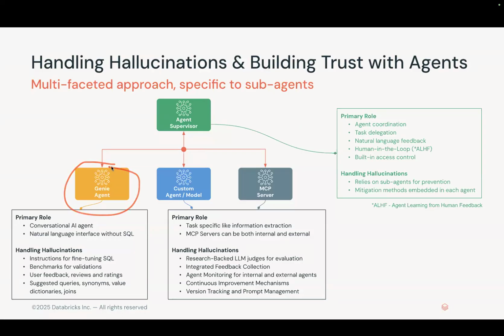So each of the sub agents should have some mechanism. For example, I can tell you in the case of Genie, we have a lot of capabilities to reduce hallucination, like instruction fine tuning, and feedback and reviews. We also have capabilities to add suggested query synonyms. All of these are capabilities to reduce hallucination and also allow you to monitor the quality.